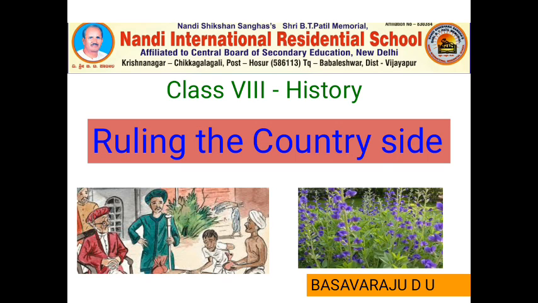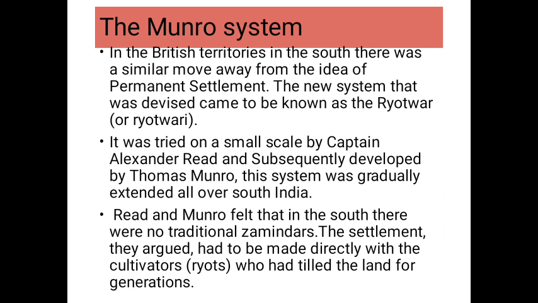So, in the previous session, we were discussing the revenue systems introduced by the British when they were unable to improve their revenue. They introduced two important revenue systems: one is the Permanent Settlement system and the other is the Mahalwari system. And the third important revenue system we discussed in the previous session was the Munro system.